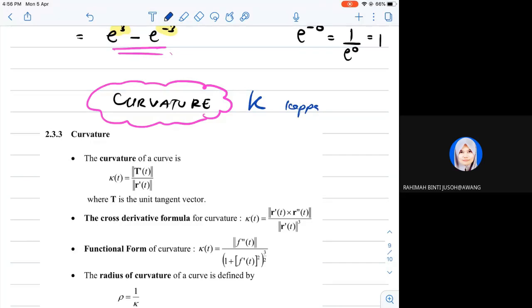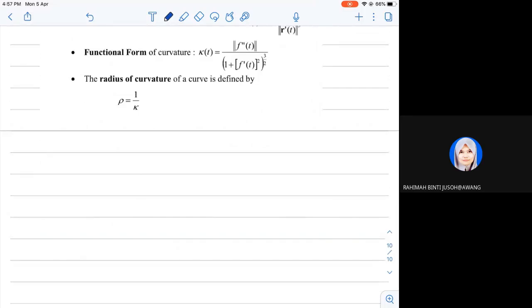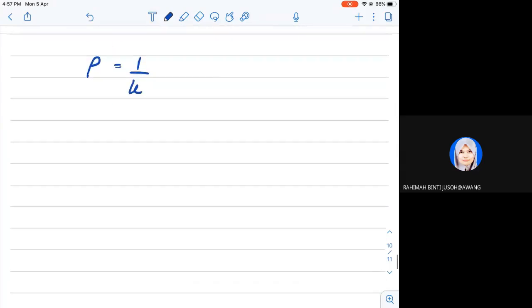And then kita juga ada radius of curvature. Ini curvature. And then kita ada radius. Okay, ni rho nama dia, RHO. Rho is the radius of curvature. Relationship between rho and curvature is this one. Okay, rho equals to 1 over curvature. Dia berkadar songsang. Okay.